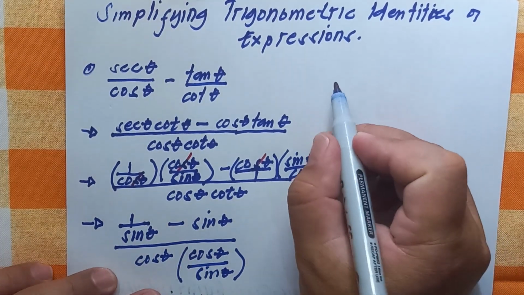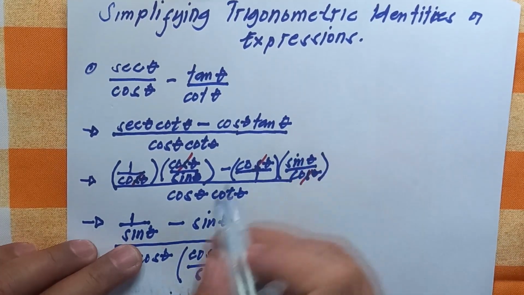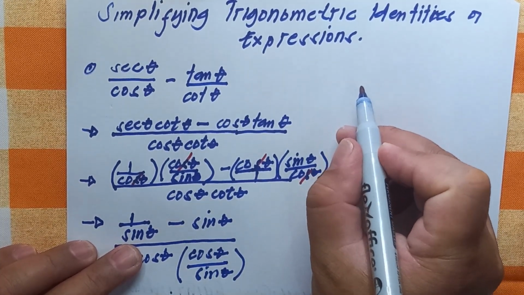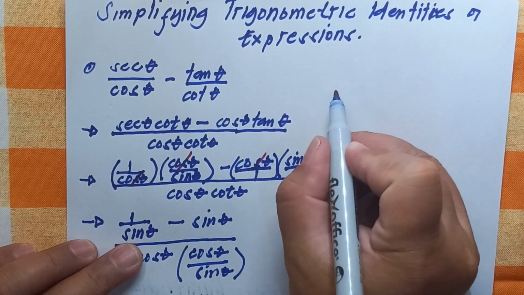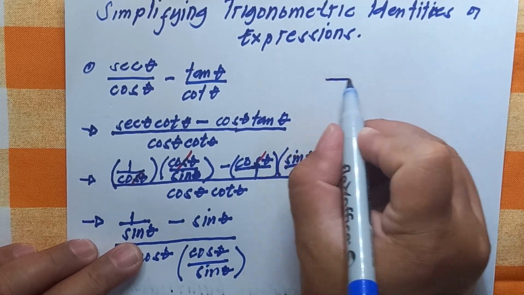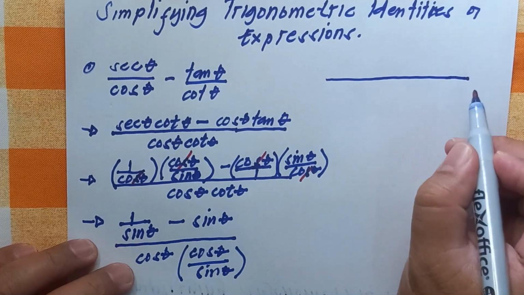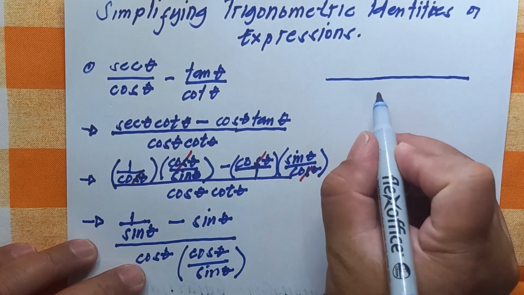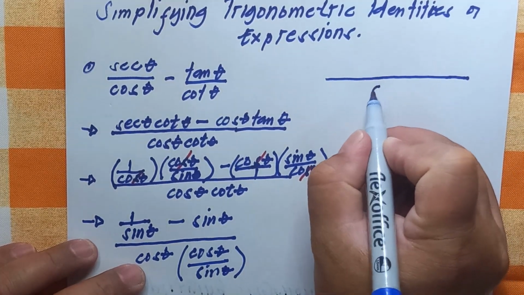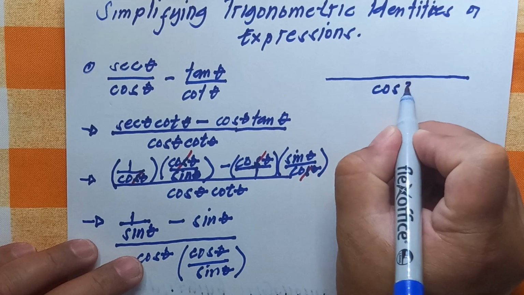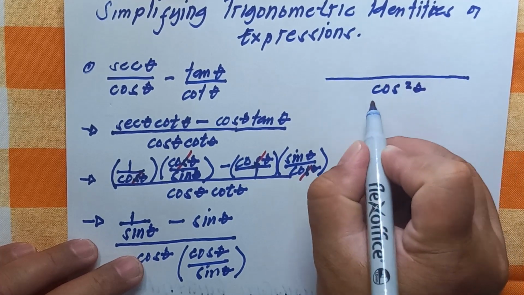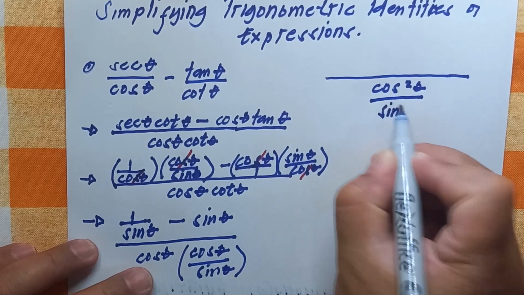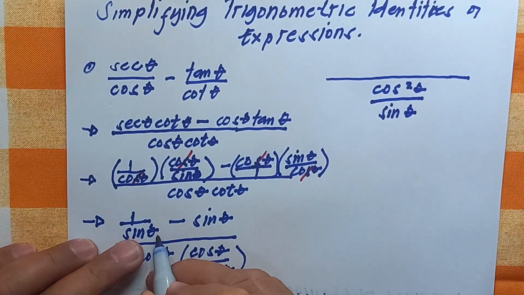So let's try to use it here. That is the same as, what is the LCD of the two? So the LCD is the same as, okay, notice that we multiply first this one. So we have in here cosine squared theta over sine theta. Now, what about the numerator?